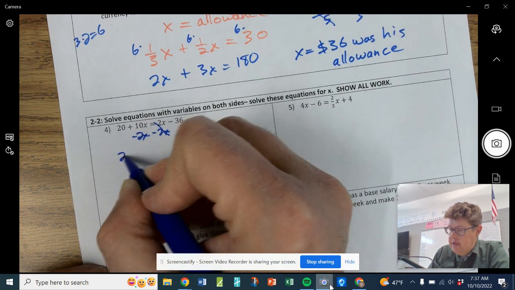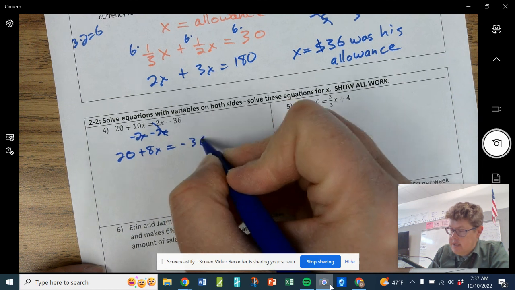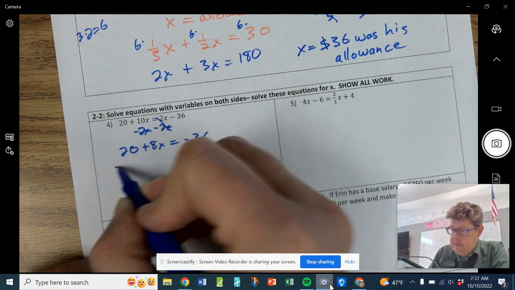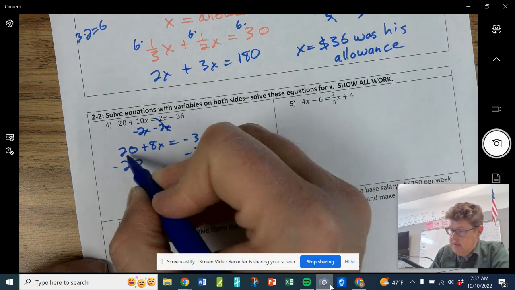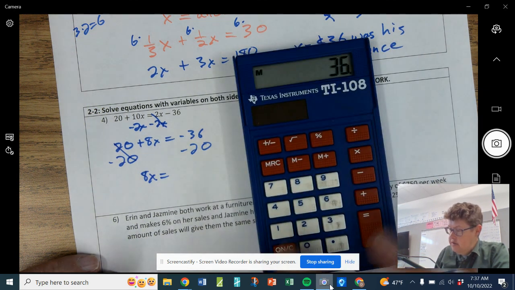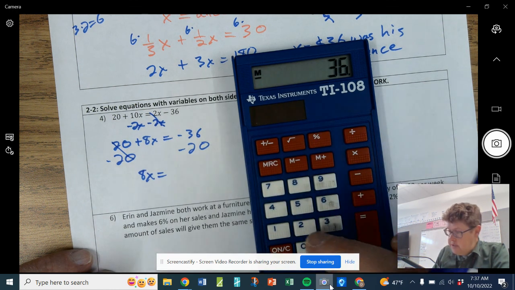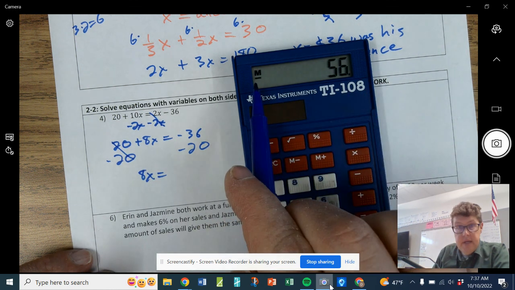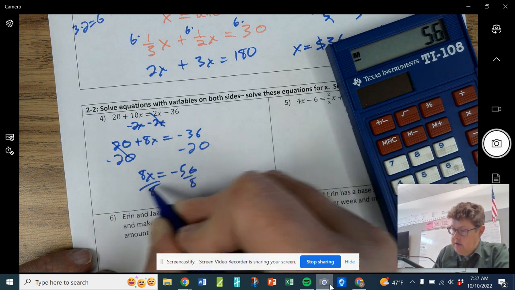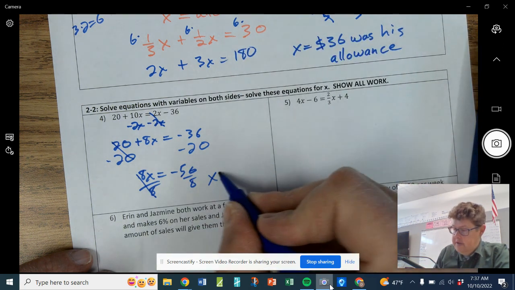So those cancel. So I'm now left with 20 plus 8x equals negative 36. So since this is minus 36, you got to carry that down. Okay, so now this is a positive 20. So the opposite of being positive is subtraction. So I'm left with 8x equals negative 36 minus 20. Now if you're going to put this in your calculator, I'm just going to make it negative 36. You make that negative after, and then minus 20 will bring us to negative 56, right? Negative 56. Divide by 8. Okay, take this, divide by 8, gets you to negative 7.